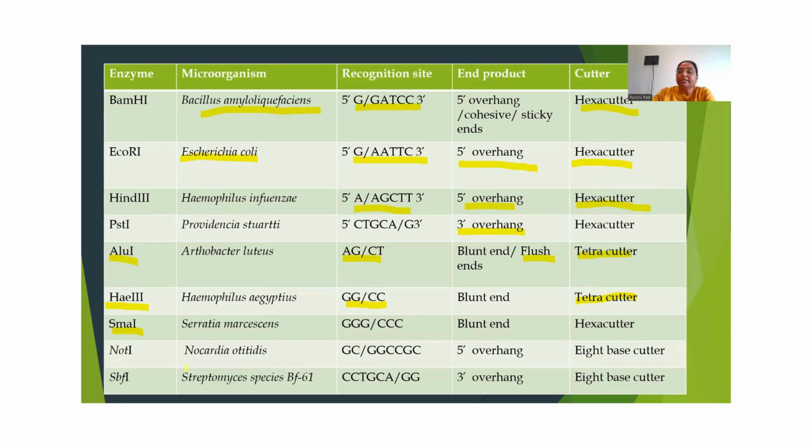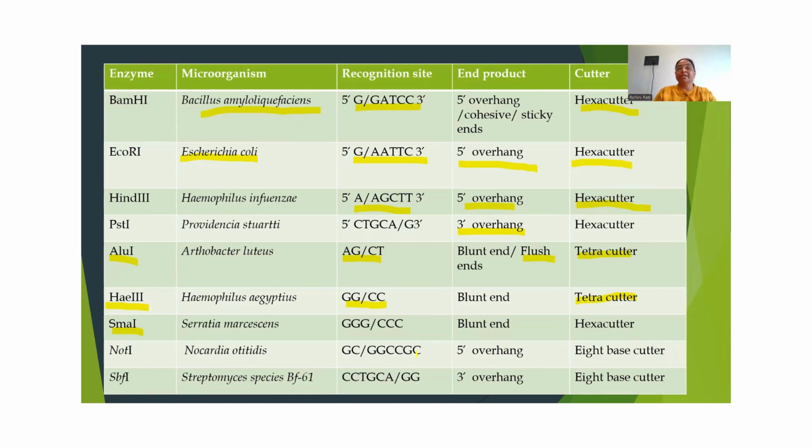The next ones are the 8 base cutters, NotI and SbfI. These two are the 8 base cutters, and NotI is going to produce the 5 prime overhang, and SbfI is going to produce the 3 prime overhang. Okay, an 8 base cutter means what? It consists of 8 nucleotides in its recognition sequence. So here you can see from this chart that there are enzymes which recognize different types of sequences.